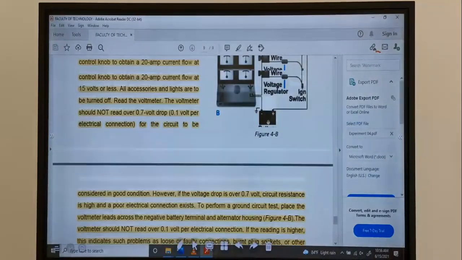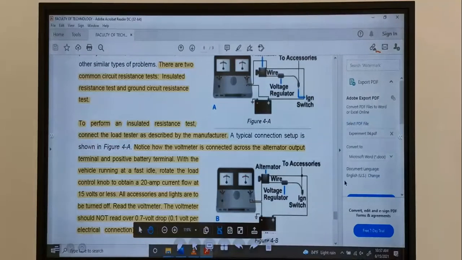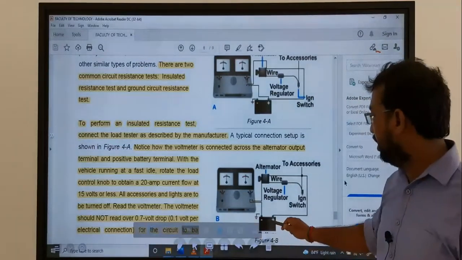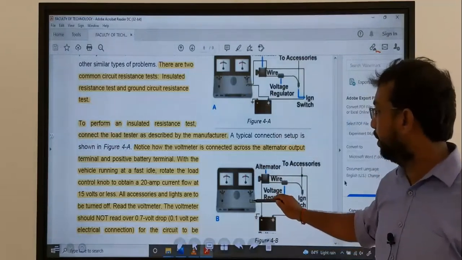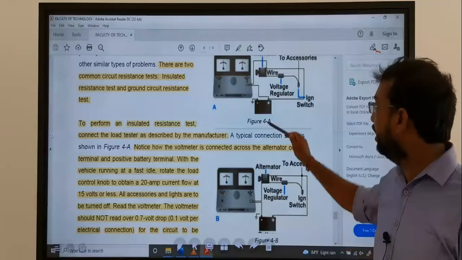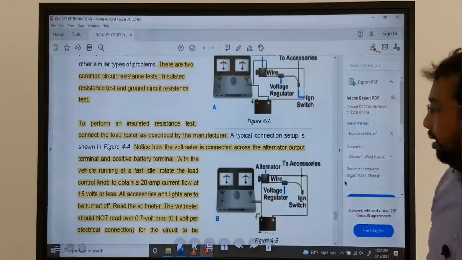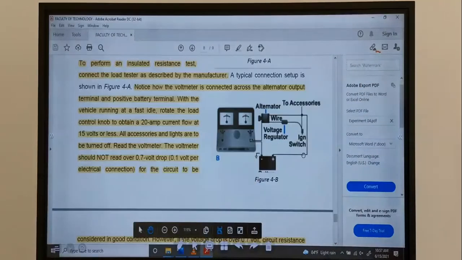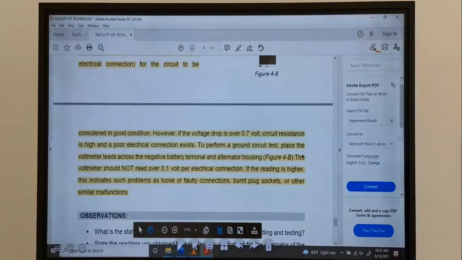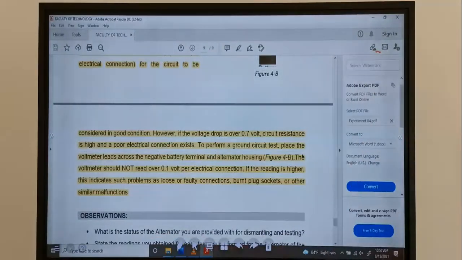This is the same as the ground test, but different with the insulated resistance and ground resistance. The only change is that the minus is connected to the test tab, and the output terminal, the grounded one, is connected here. That's the only difference. So this is the grounded resistance here. All else is the same, including the 0.1 volt drop per electrical connection. Both are the same.